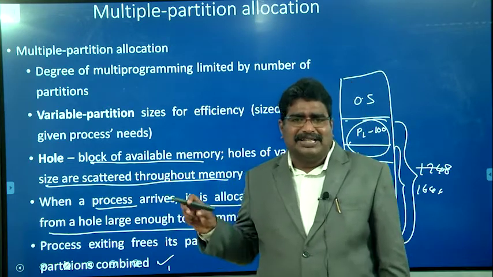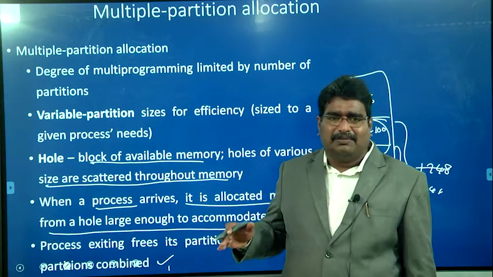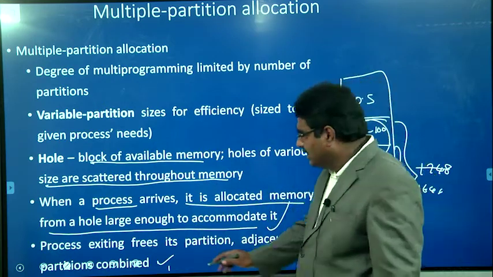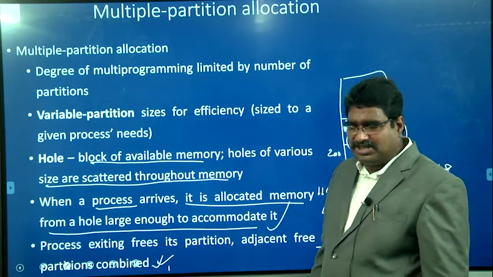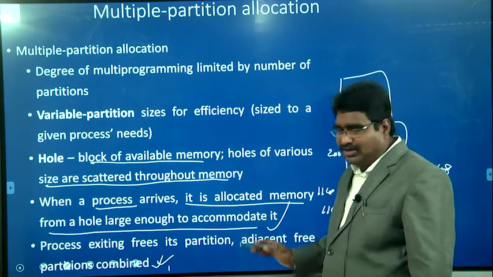Once the memory is released, automatically a hole is generated. If adjacent free space is available, this free space is also added to the existing free spaces. So automatically the merging is also done whenever there is an adjacent free partition space existing. So I hope you are able to understand what contiguous memory allocation is.